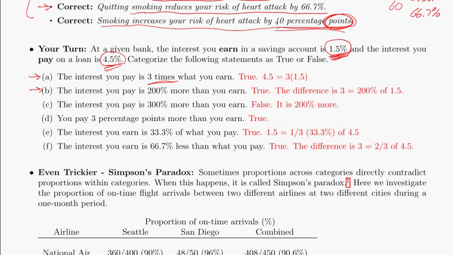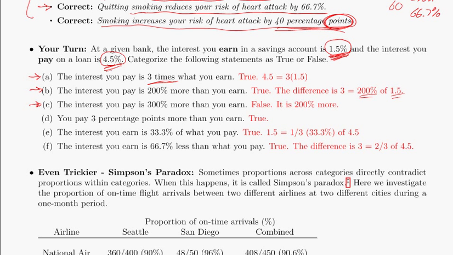The interest you pay is 300% more than you earn. That's false. It's a popular false statement because your interest rate goes up by 3 times, but the difference is only 200%, right? So with the multiplier and the percent change, there's always one difference in there, right? If it goes up by twice as much, then it's actually a 100% increase. If it goes up 2 times, you have a 100% increase. If it goes up 3 times, you have a 200% increase.